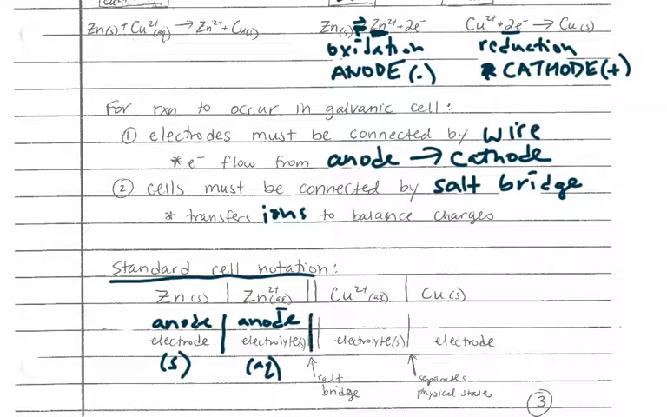We use a double bar to represent the salt bridge and separate the anode and cathode. And then we do the cathode electrolytes, and then a single line and the cathode electrode, which will be some kind of solid. So let's do a practice problem.